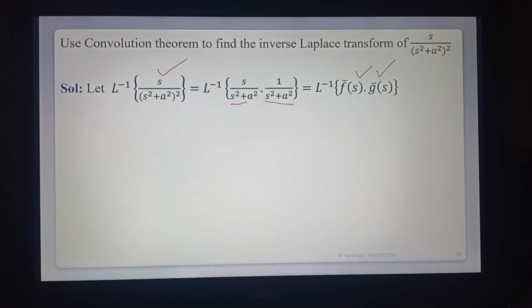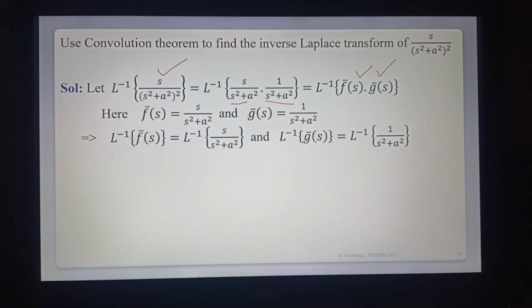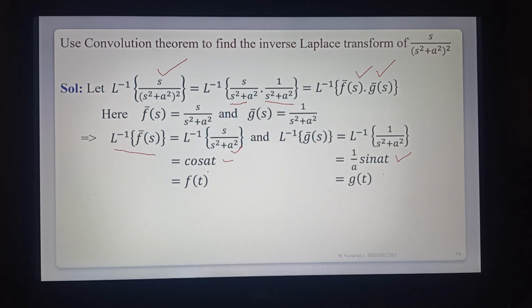This is the product of the two functions. First we find F(s) and G(s). Next we find L inverse of F(s), which is L inverse of s by s square plus a square, and L inverse of G(s), which is L inverse of 1 by s square plus a square. The first is equal to cos at, and the second is equal to 1 by a into sin at. So this function is f(t) and this function is g(t).